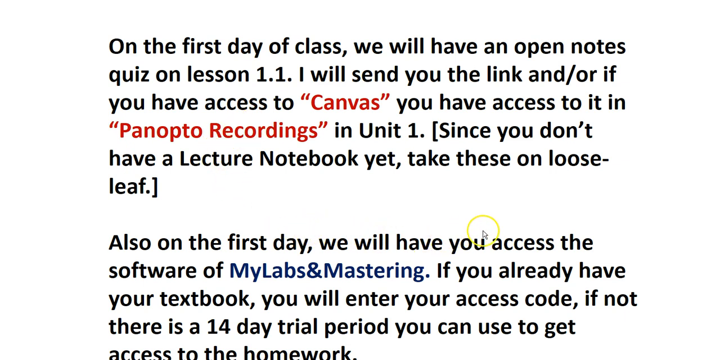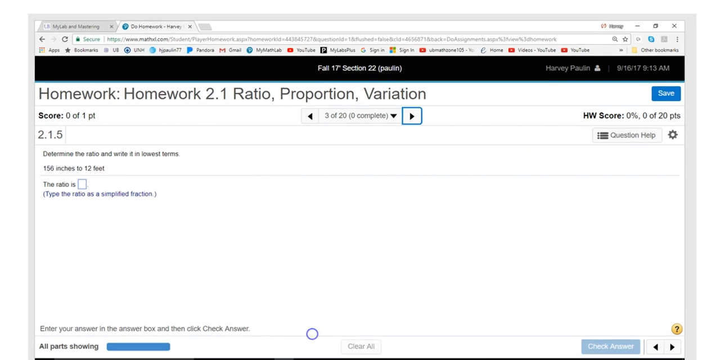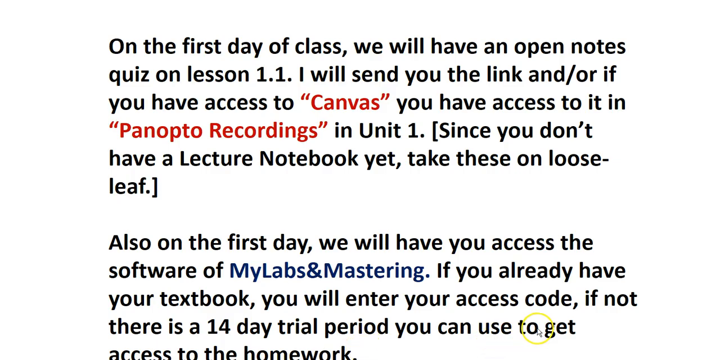Also, on the first day, you will have access to the software. You'll be at your computer. I will go over this with you, and you're able to get into the software program, MyLab and Mastering. Now, if you already have purchased your textbook, in the back of it, there is a little folder that has an access code, and that's what you will put in. And then you'll have access to the software the full semester. If you do not have your textbook yet, there is a 14-day trial period that you can use to get access to your homework. Otherwise, you tend to fall behind.